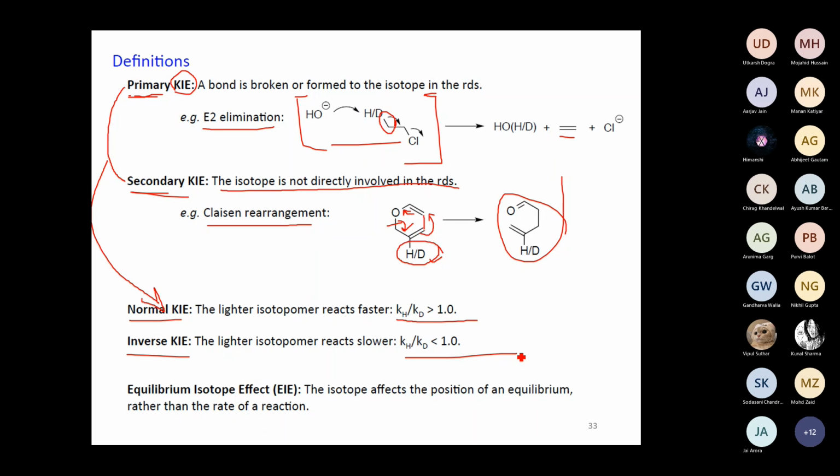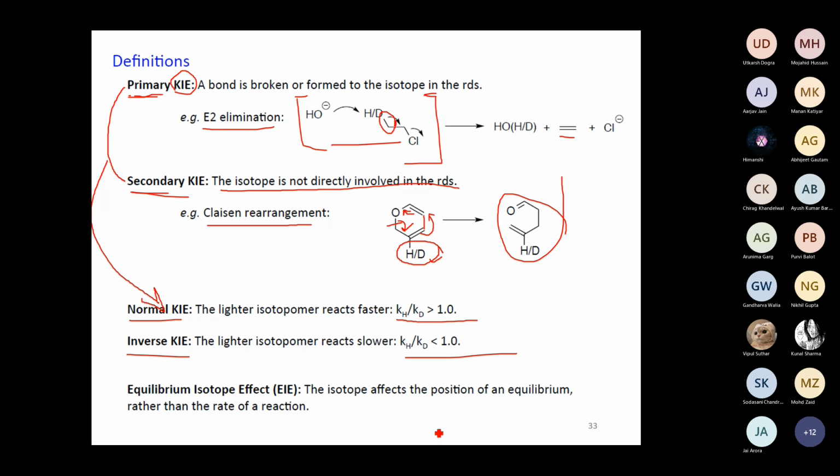In those cases, the deuterated substrate's rate will be faster than the protic substrate. That's why KD will be larger than KH in case of inverse kinetic isotope effect. The KH by KD may be 0.8, 0.9, something, but it is less than 1 because the deuterated substrate will undergo the reaction faster compared to the protic one. Those are called inverse kinetic isotope effect. Is it clear?